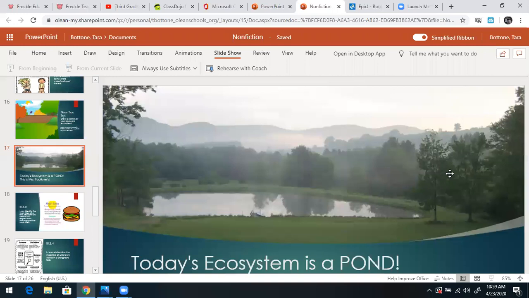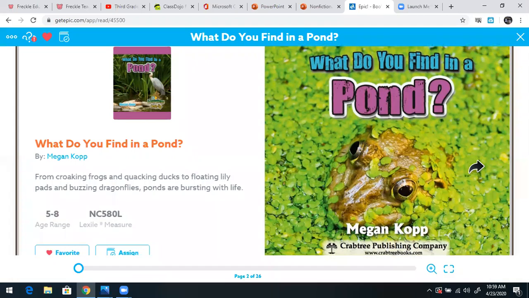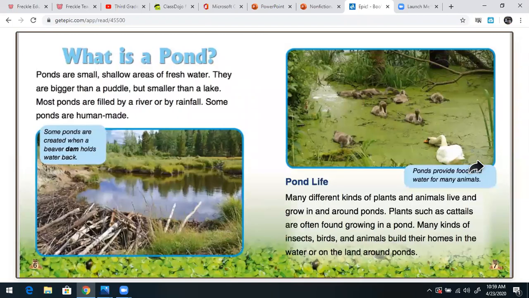So just like we've been doing all week, I'm going to start with a book about the pond. What do you find in a pond? Right on Epic, we have all of these ecosystem books. What is a pond? Ponds are small, shallow areas of fresh water. They are bigger than a puddle, but smaller than a lake. Most ponds are filled by a river or by rainfall. Some ponds are human-made. With Mrs. Faulkner's pond, her husband helped build her pond.